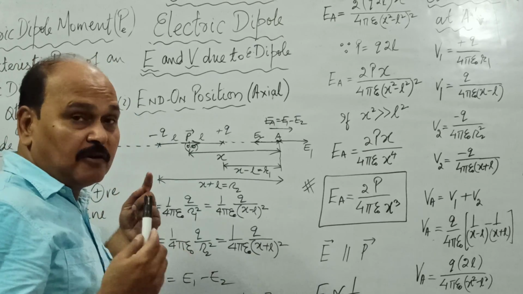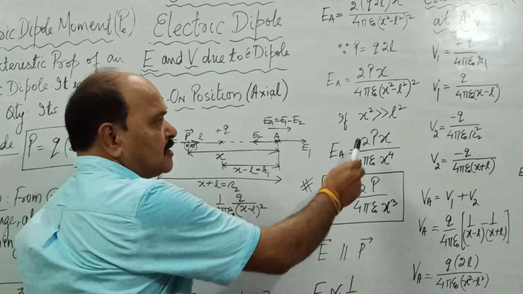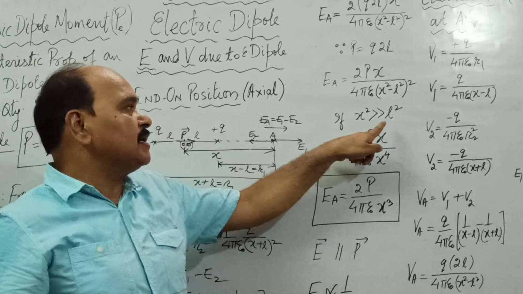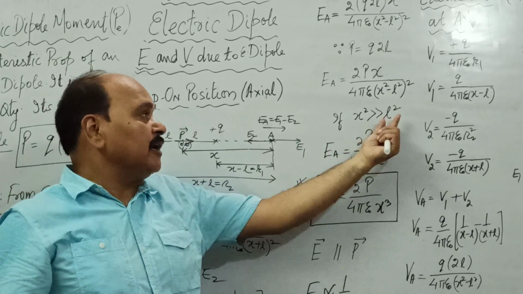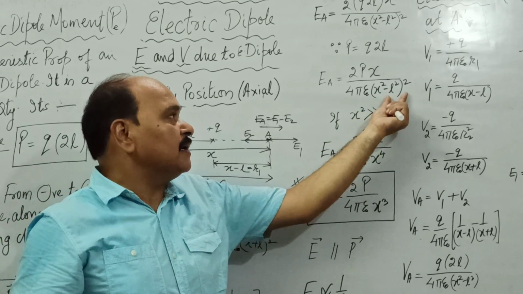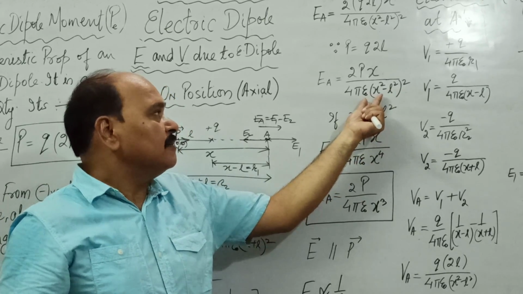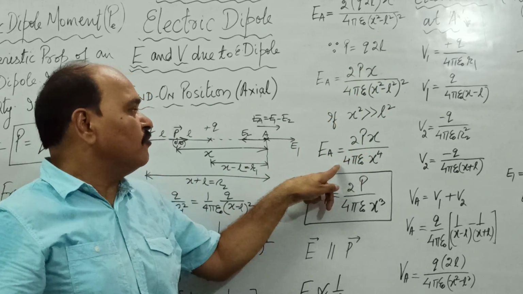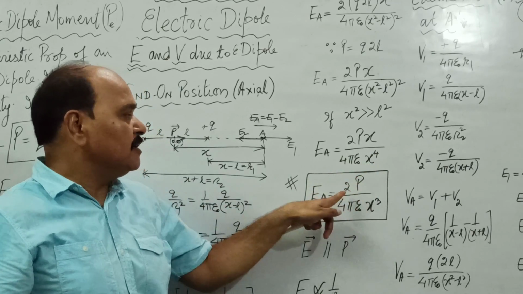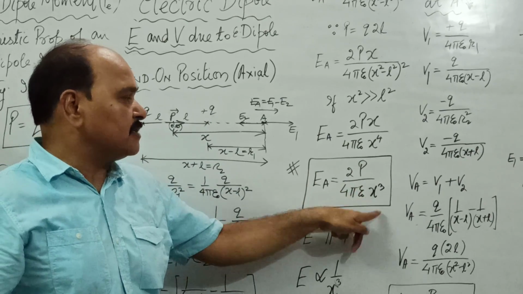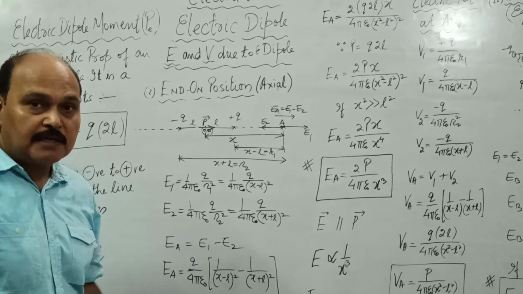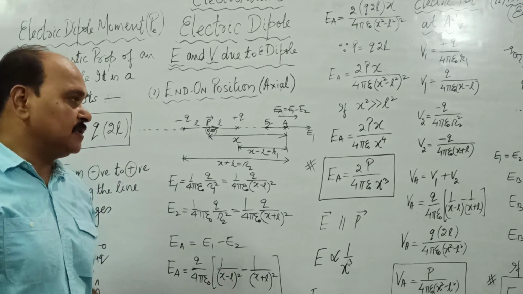Well, in almost 100% of the cases, X square is much greater than L square. If X square is much greater than L square, then we can ignore L square as compared to X square. If we ignore L square as compared to X square, we get 2PX upon 4 pi epsilon naught X to the power 4. One power of X cancels out, and we get 2P upon 4 pi epsilon naught X cube. So this is the expression of electric field intensity at any point at end-on position.